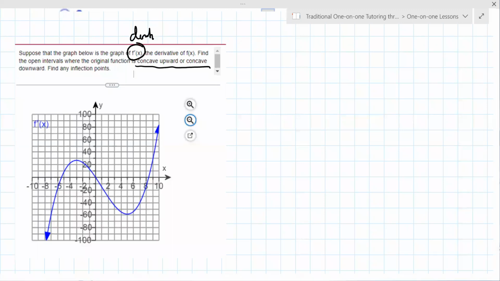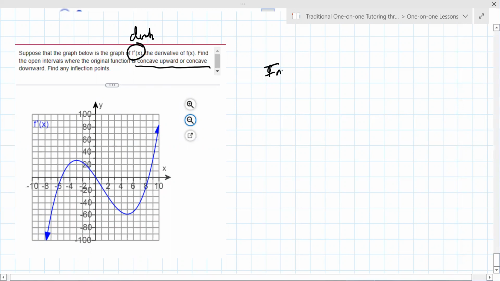up or down. So before we can even talk about that, the first thing it asks about are inflection points, IPs. And so normally, if this was the original function, it would be around x equals 1 as the inflection point. But it doesn't work that way when you're looking at the derivative. You're looking at the peaks and the valleys for inflection points when you're looking at the derivative. So there's an inflection point at -3 and +5. And that's because you're looking at the derivative.